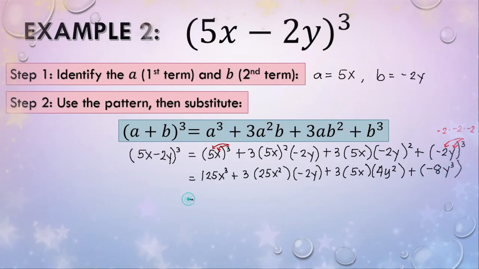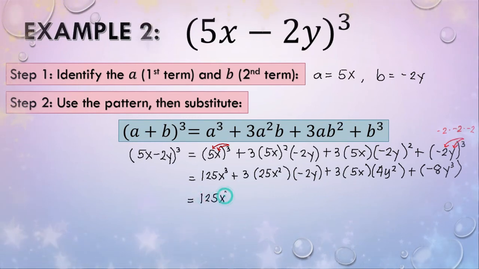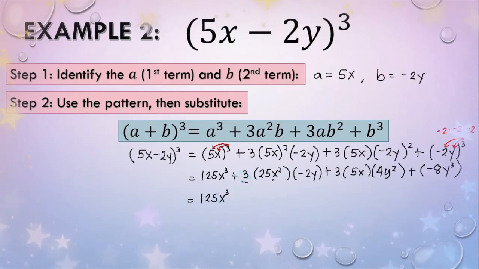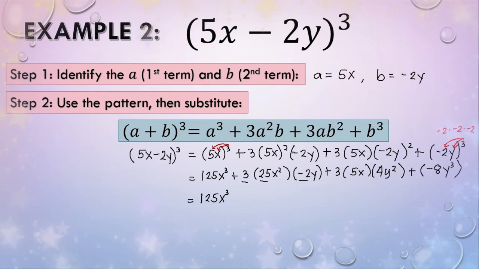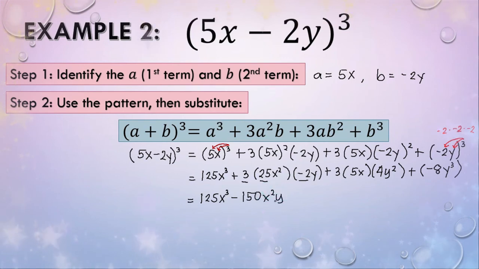Next, we will finalize our answer. This is 125x cubed. 3 times 25 times negative 2. What is the answer for that? 3 times 25 times negative 2. Please input your answer below. If your answer is negative 150, then you're correct. Very good. x squared y.